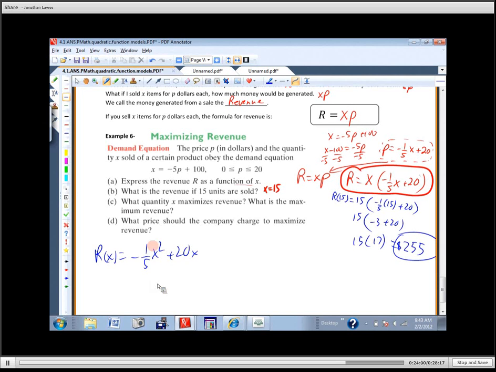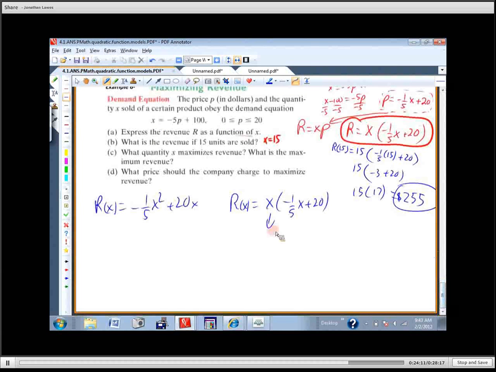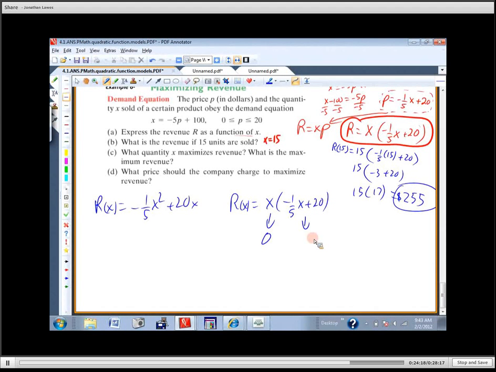Now, that's not the easiest way to use this. The easiest way to use this is to use it in this form. Because just like we were talking about before, if you look at it here, you can tell what the x-intercepts are. What's the x-intercept that comes from this one? Zero. Okay, take a good look at that one. Don't say anything out loud. What would make this equal to zero if you have to?